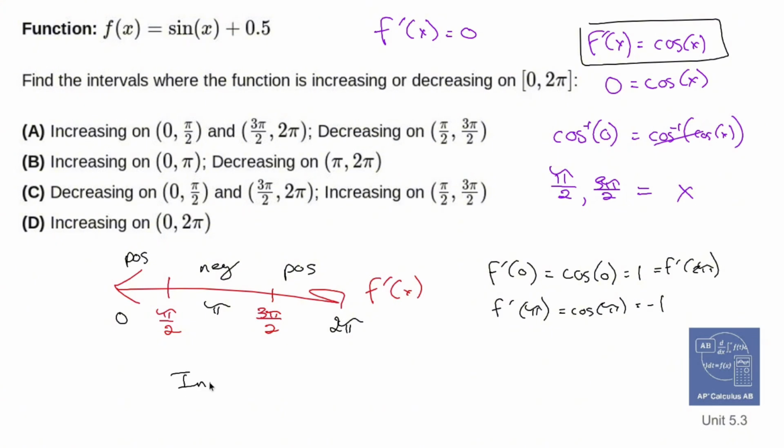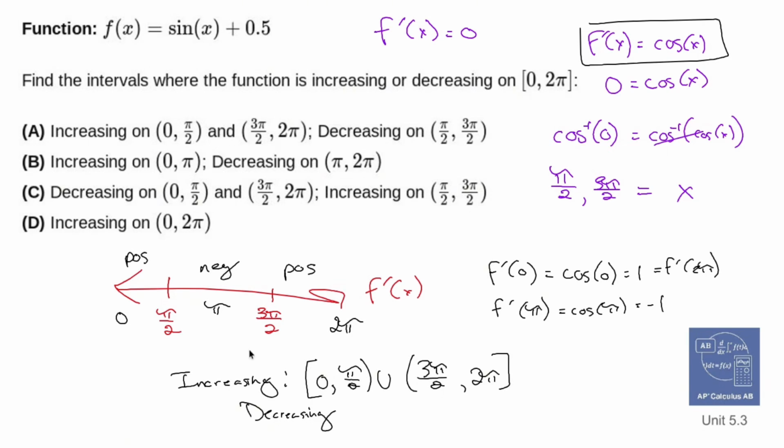So it looks like we are increasing on two intervals between 0 and 2 pi. We're increasing between 0 and pi over 2, and we're also increasing between 3 pi over 2 and 2 pi. That would mean we're decreasing between pi over 2 and 3 pi over 2. So that gives us A. All right, fun stuff.